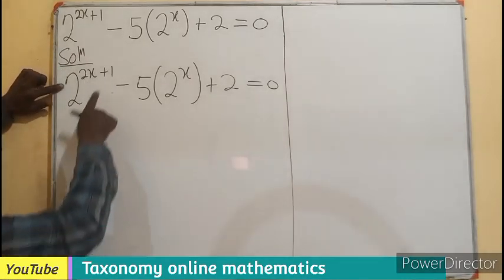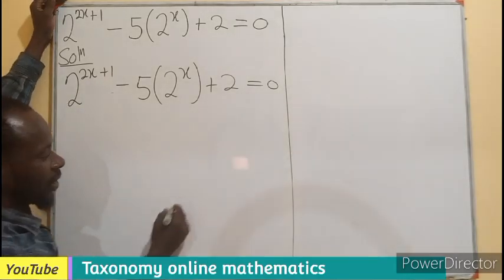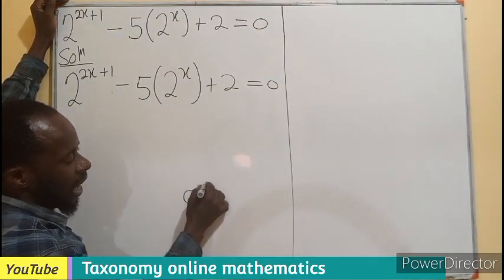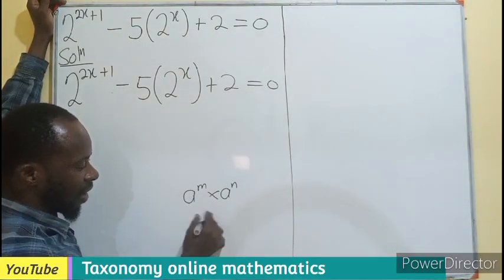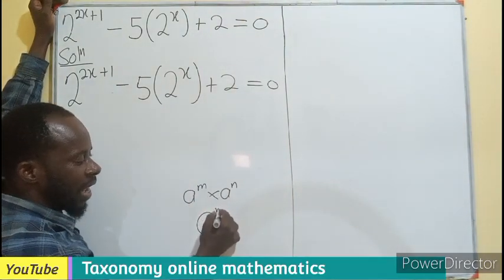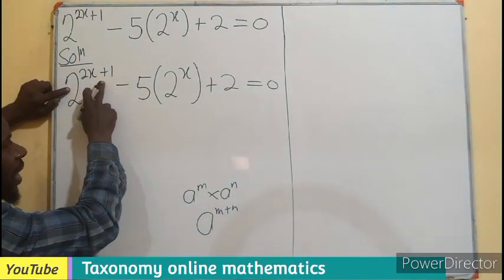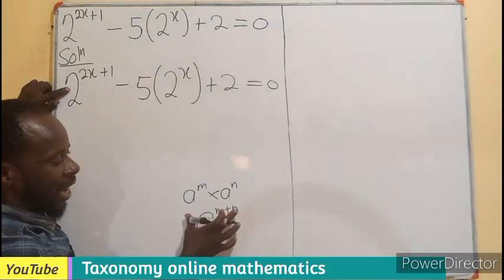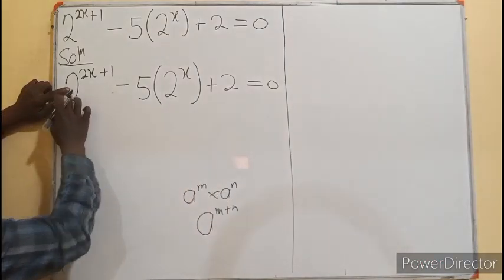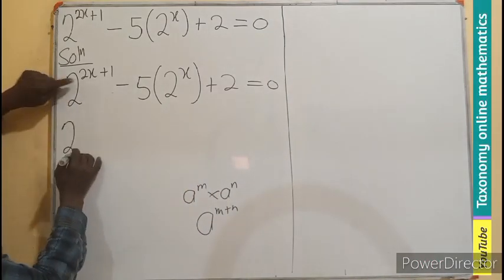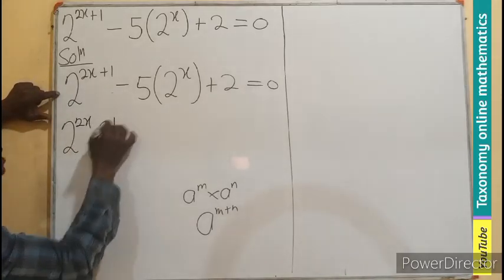What we are going to do is that we can see that this is applying the principle of multiplication of a set, as in a exponent m times a exponent n. Since I have the same base, I can write a, then the exponents m and n will add. So simply put, if I have a plus, I can convert it back into multiplication of the same base. The base is 2, meaning I can write this as 2 exponent 2x multiplying 2 exponent 1.